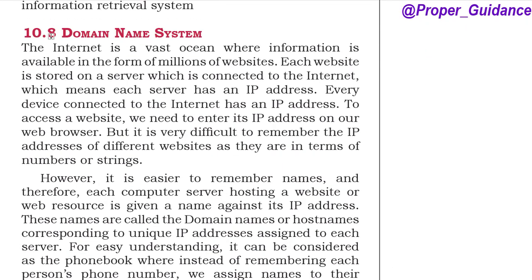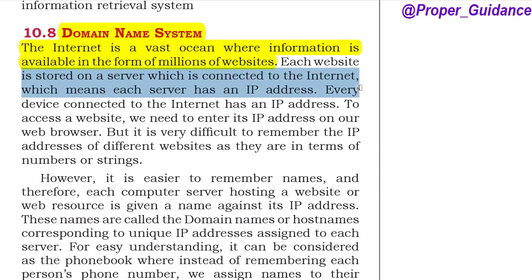After that, domain name system. What is domain name system? The internet is a vast ocean where information is available in the form of millions of websites. Each website is stored on a server which is connected to the internet, which means each server has an IP address. Every device connected to the internet has an IP address. To access a website, we need to enter the IP address on our web browser.